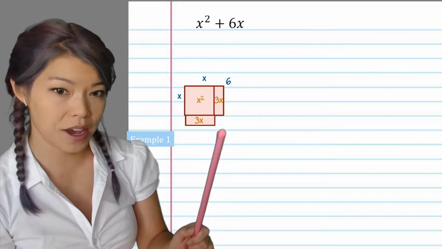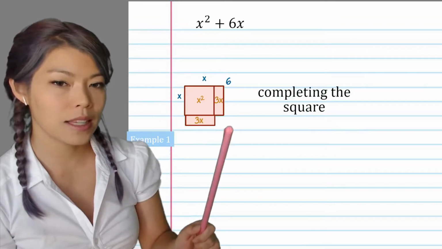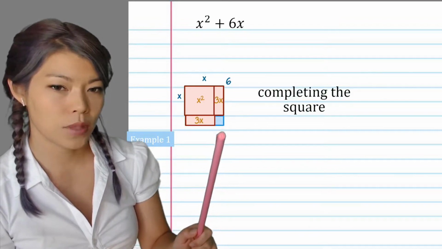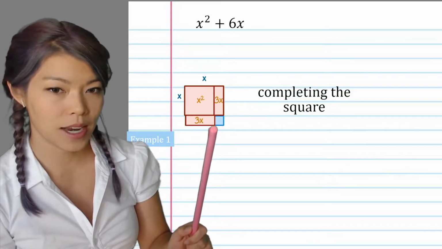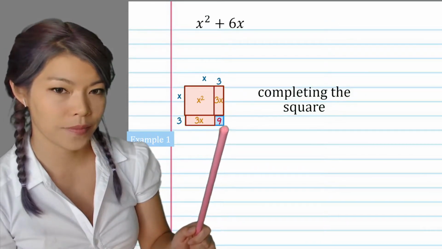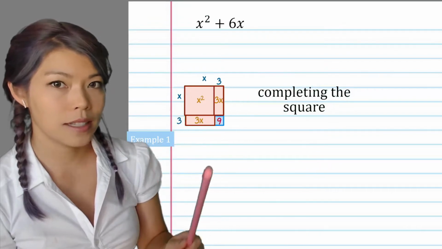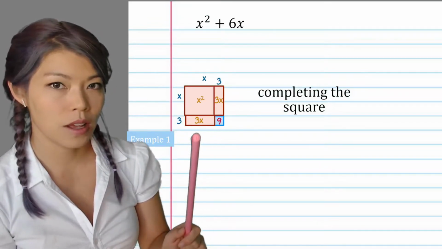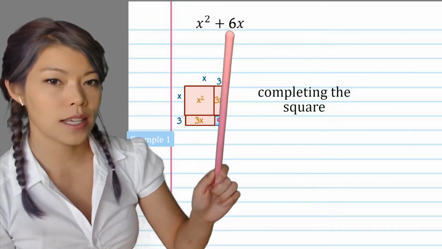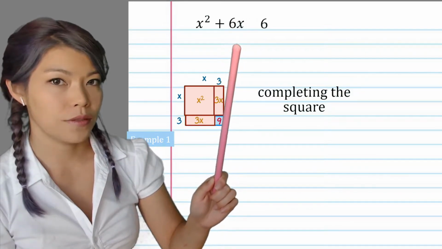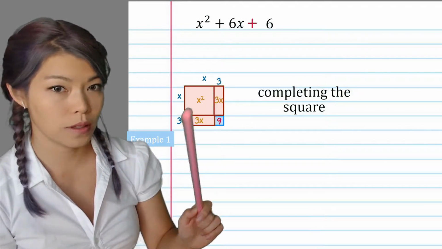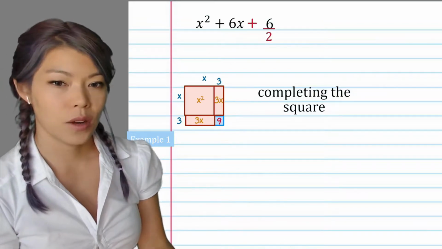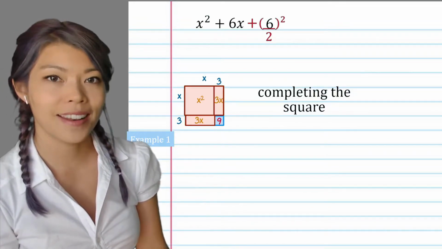Remember, we chopped it in half. So we can complete this square by adding 3 times 3 is 9. We can add a 9 in there. So how do we complete this square or make it into a perfect square? We took the 6 and then we divided it by 2. Remember, we cut it into 2 and then we squared it to get 9.